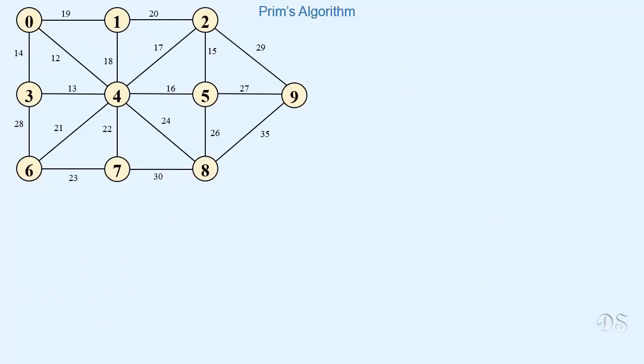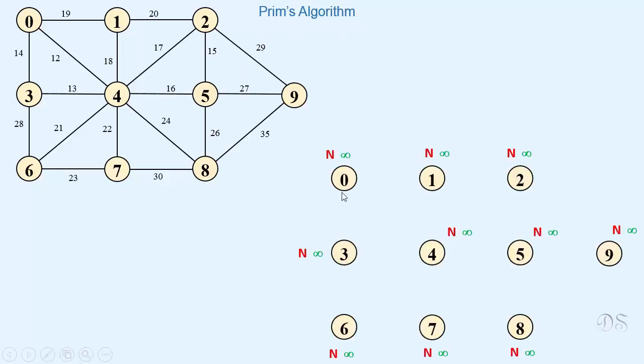In this video, we'll understand the procedure of Prim's algorithm with the help of this graph. Initially, all vertices are temporary. Length of all vertices is infinity and predecessor is nil. We'll take vertex 0 as the root vertex. Now the first step is to make length of root vertex 0. So we'll make length of this vertex 0 equal to 0.